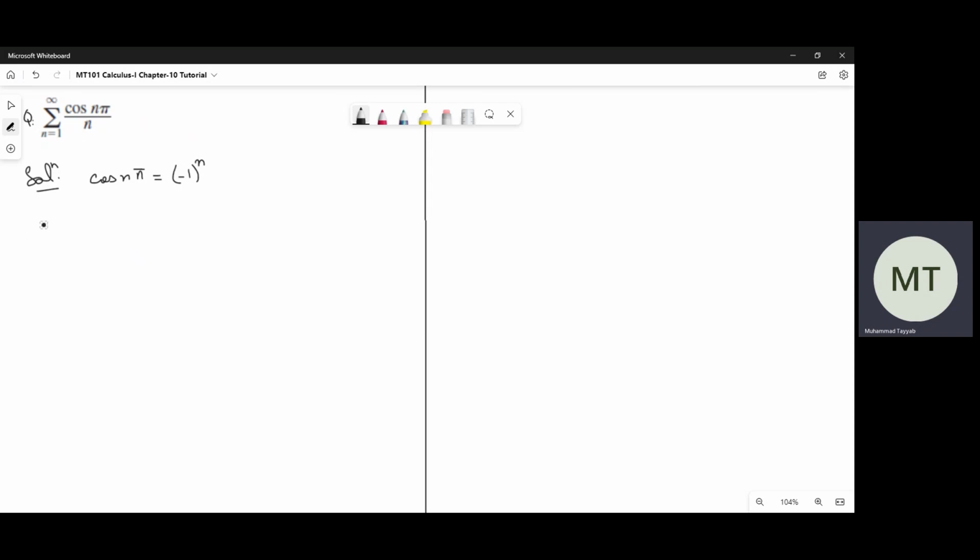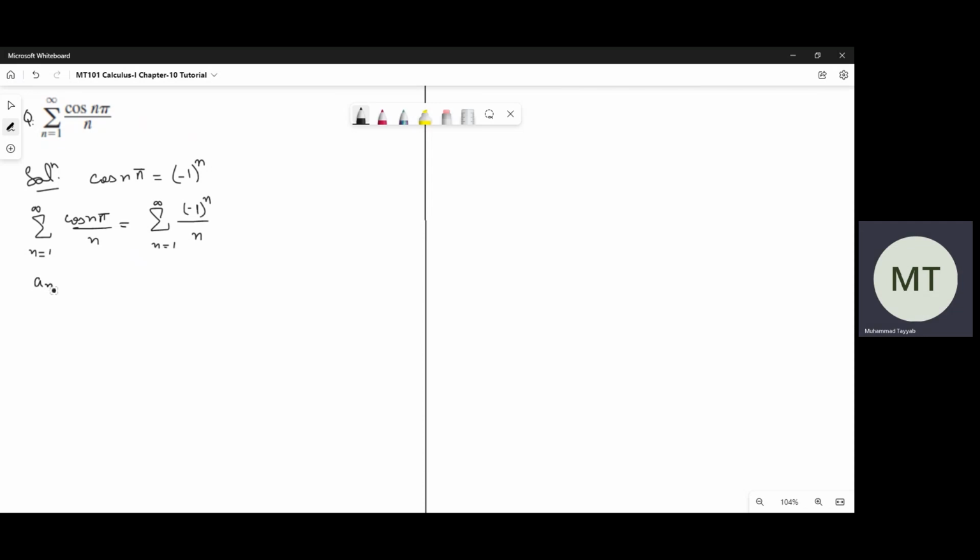Thus we can write our series as the sum from n equals 1 to infinity of cos n pi divided by n, which is equal to the sum from n equals 1 to infinity of -1 raised to power n divided by n. So cos of n pi has been replaced by -1 raised to power n. This is the convergent alternating harmonic series. If we apply the same alternating series test that we applied in the previous question, this series will converge by the alternating series test.